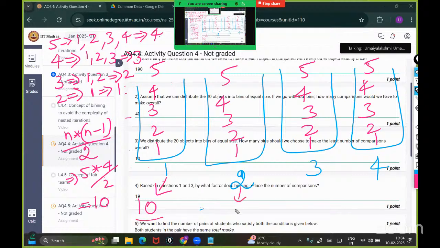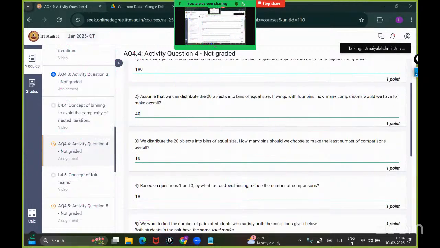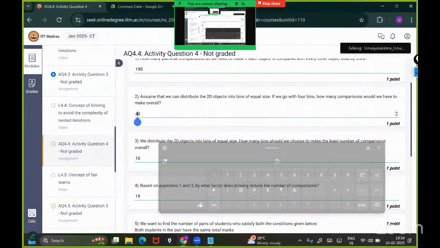The second bin contains 10 iterations, the third bin contains 10 iterations, and the fourth bin contains 10 iterations. So what is the total number of iterations? 40. So the overall is 40. That's why the second answer is 40. Is that clear?